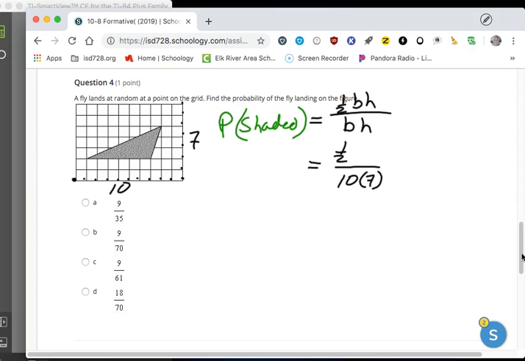My triangle base, let's check that out. I'm starting here, 1, 2, 3, 4, 5, 6. And my triangle height starting here, 1, 2, 3. So I'm looking at this being 9 over 70 because half of 6 is 3 times 3 is 9 over 70. And I'm looking for 9 over 70, and it looks like selection B.